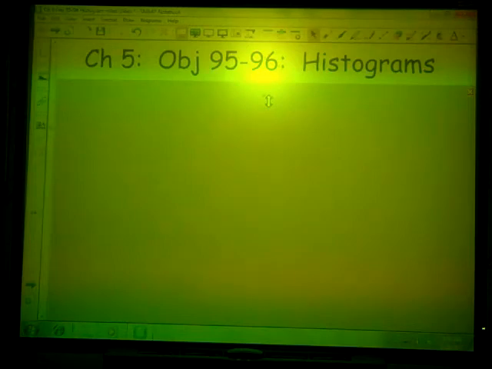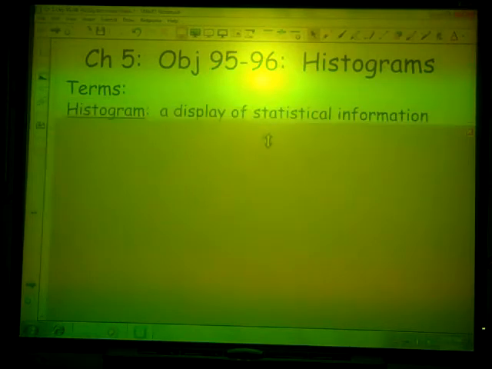Alright, this next section hopefully won't be too bad on the screen. Hopefully you can see everything. This is Chapter 5, Objectives 95 to 96. This is on histograms. We're getting into reading graphs. So we're going to take care of some terms as we go through this.